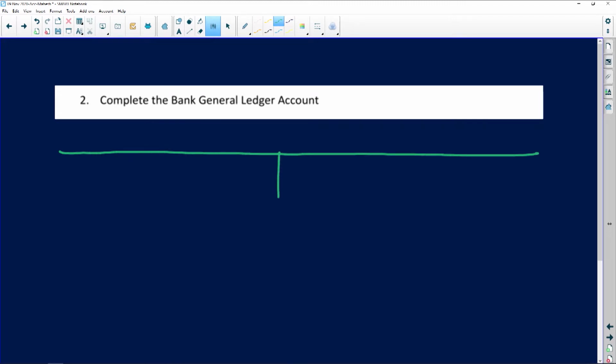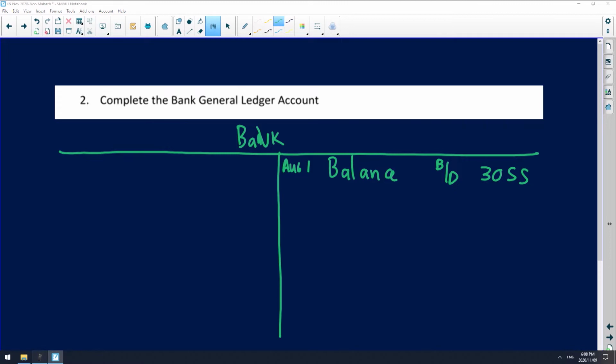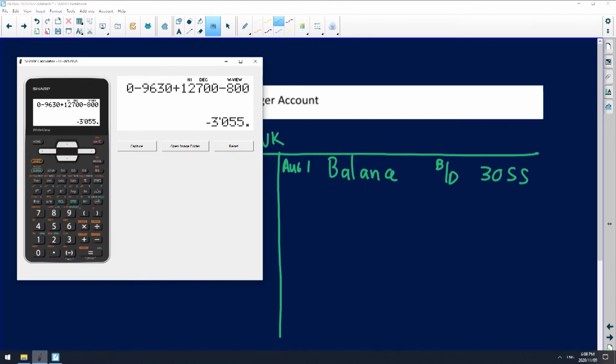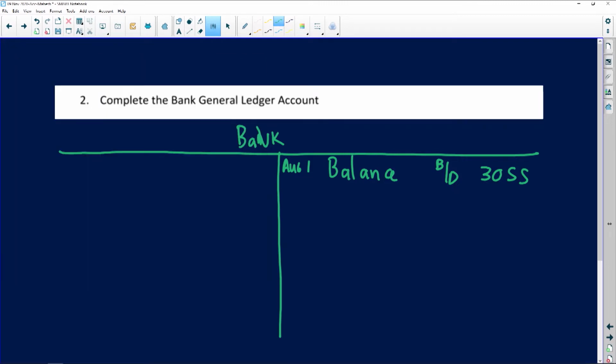Okay, so complete the general ledger account. So bank, let's just fix that. Obviously bank is a liability here. So on the credit side, on the 1st of August, I have a balance brought down, an opening balance of 3,055. Let's just double check that that was the amount. Yes, it was 3,055. Okay.